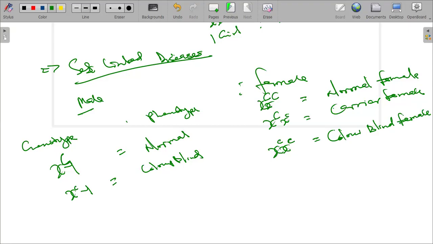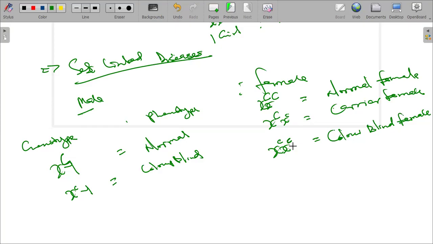So what you need to know is that whenever you are given questions, there is a normal, a carrier, and an affected female. You must know that this is a small c. This is a small c here. That is what we are saying there.